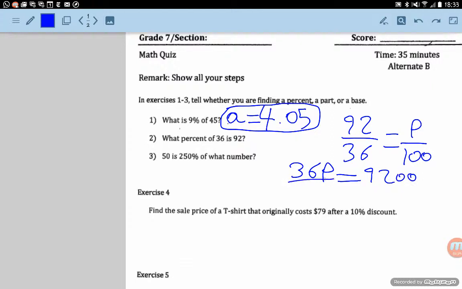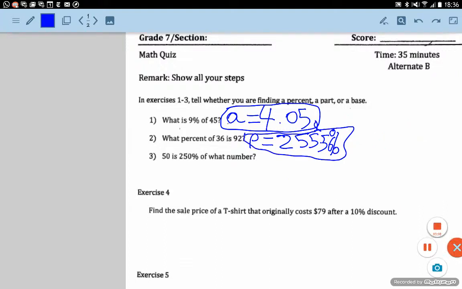Then we are going to divide by 36 and divide by 36. Now here we are going to write P. First we are going to do the division. The answer will be 255.56 percent.